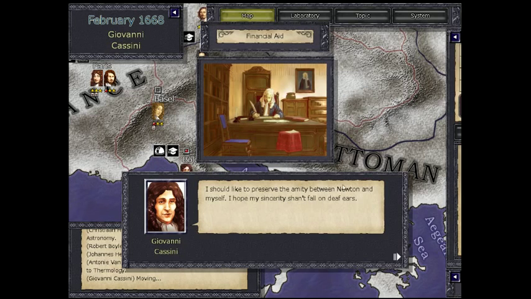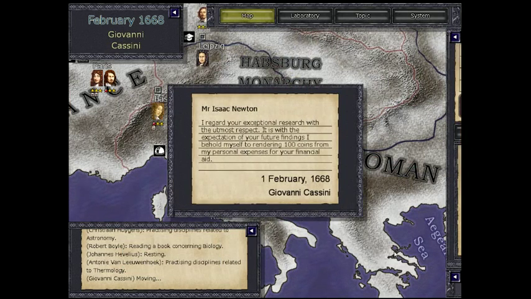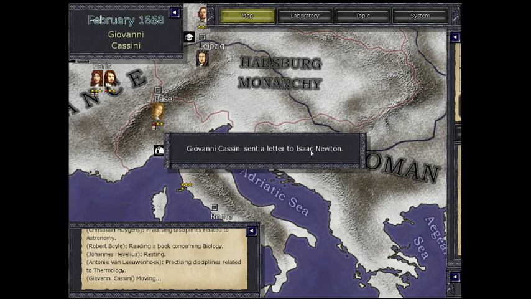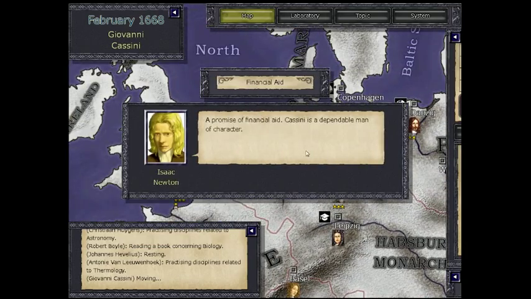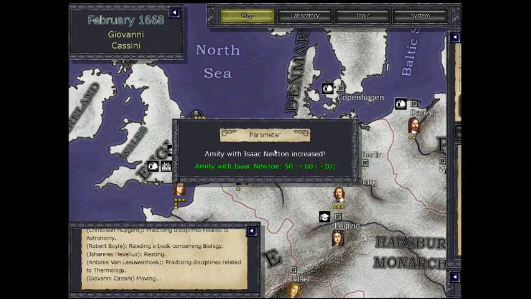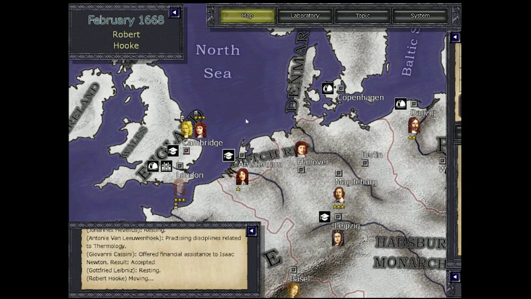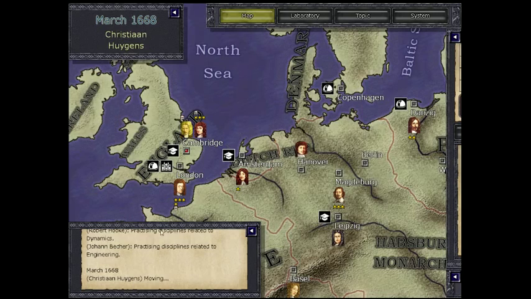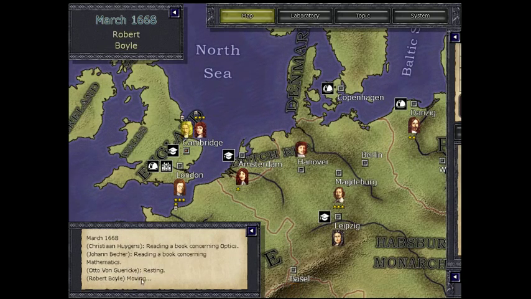All right, Cassini. Giovanni Cassini, I think, is in the French Academy, and he's going to give us 100 coins. He sent us a letter offering financial aid. Cassini is a dependable man of character. Let's accept aid from him. Shan't squander such goodwill or such opportunity. Alright, sometimes you have to rest too in this.